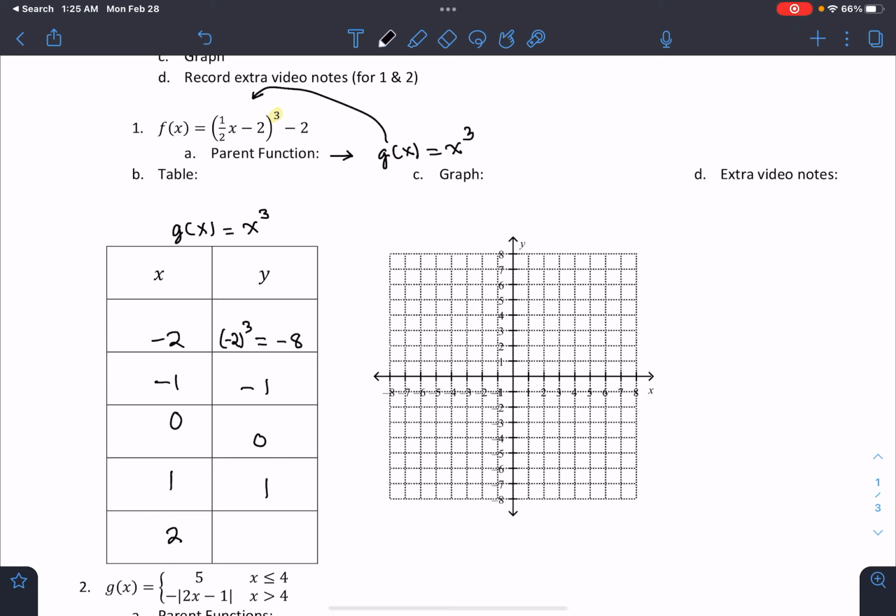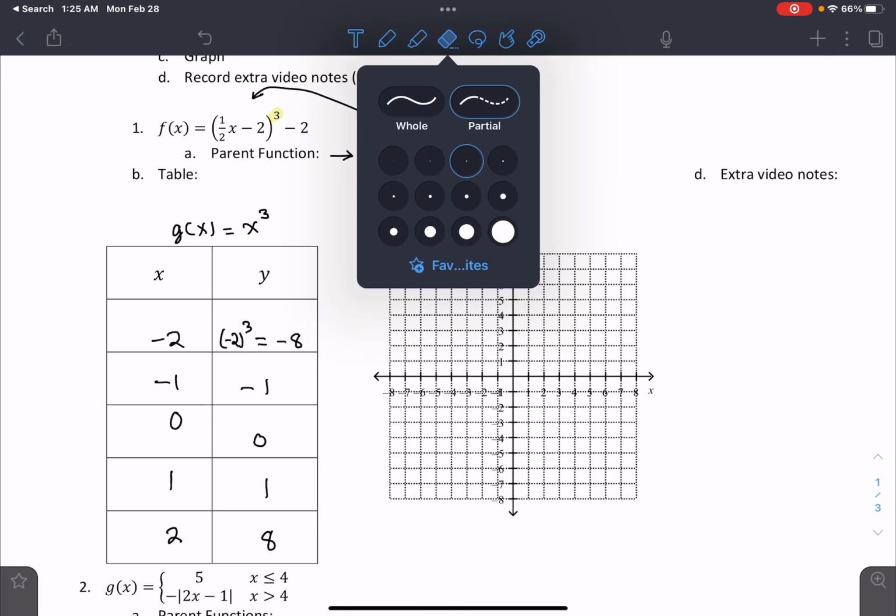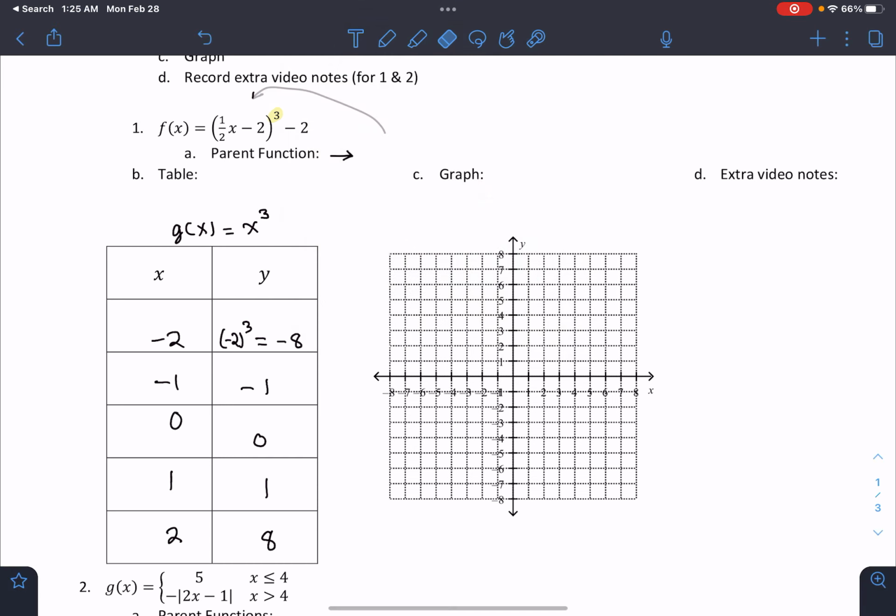I just wanted to show you that one just so you can see, first of all, that it's 8 and not 6, because some people do 2 times 3 instead of multiplying it 3 times. And I also wanted to show you that it's negative. So this is our table for our parent function x cubed. So now what we have to do is go to the original function which we care about, which is f of x, and see the transformations that have applied.